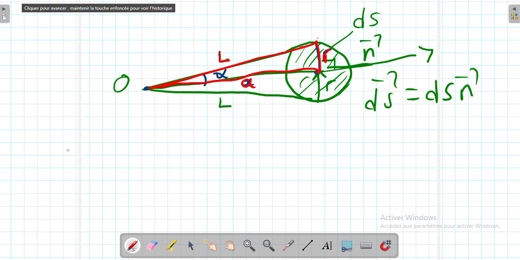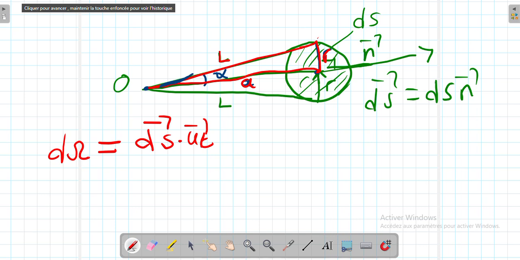We know that the elementary solid angle is given by dS, the surface that it subtends, dotted with ur. In this case, it's not going to be ur, it's going to be uL. Now the question is, what is uL? uL is just the unit vector.